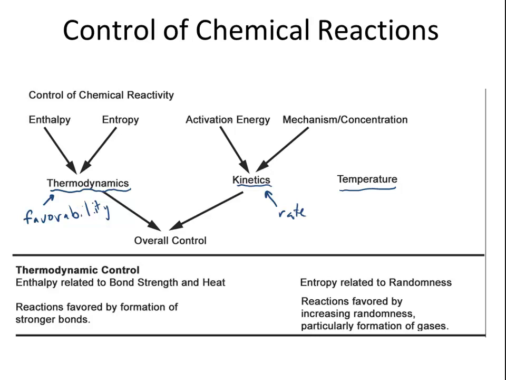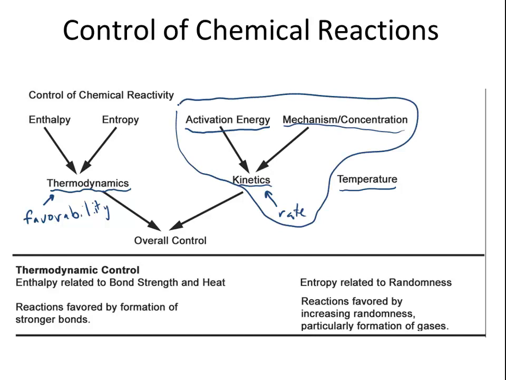So for kinetics, there are two things that matter. Well, temperature as well as activation energy, which is the kind of energy barrier one needs to get over to have a reaction happen, and also the mechanism of how the reaction proceeds, the pathway it goes by, as well as the concentration of the reactants. All of this is covered in Chem 112 in our second semester course.